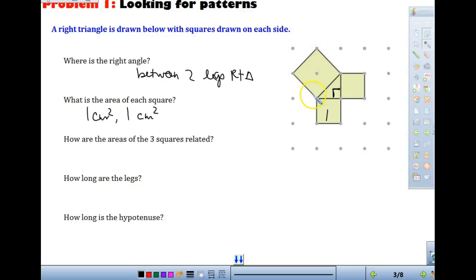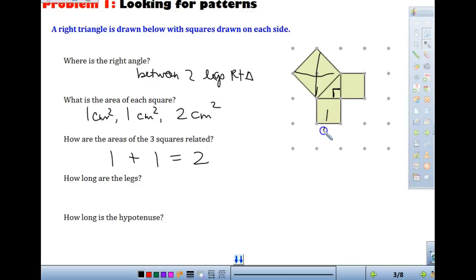And how many are we having here? 2, right? Remember how we divided that up at the beginning of the last unit? These two together make 1, then we have 2 centimeters squared. And it says, well, how are the areas of these 3 squares related? Meaning the area of 1 plus the area of the second one is equal to 2, the area of the third one, right?